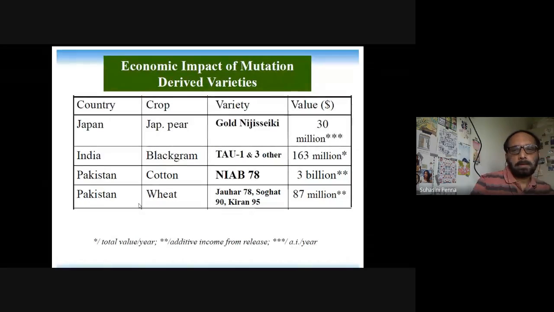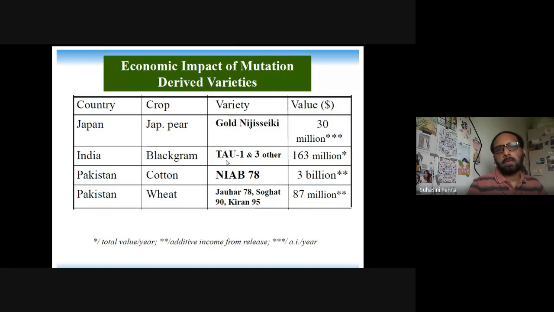Here, a few slides ago, I was talking about economic impact. Here you can see different countries, different crops, and the mutant varieties that are there, and you can see the economic impact of it. For example, if you talk about India, we have one variety which is black gram.